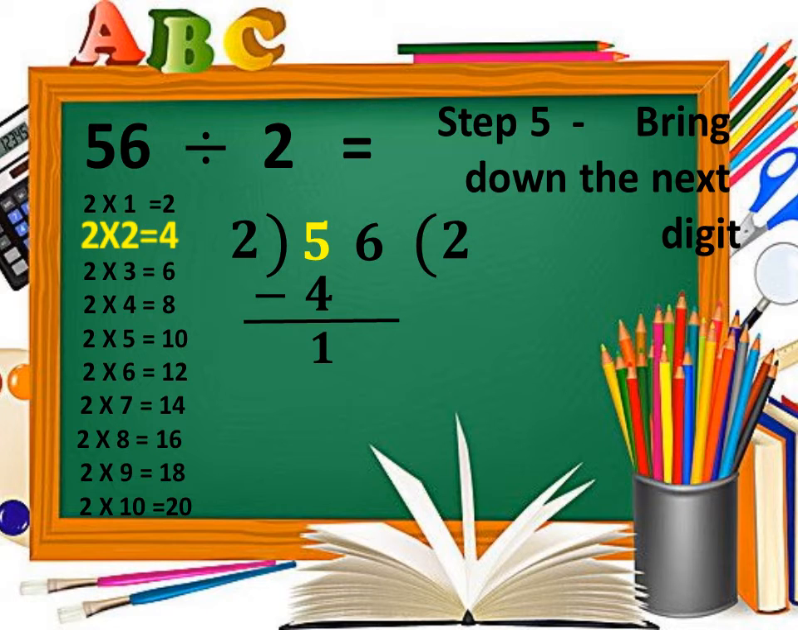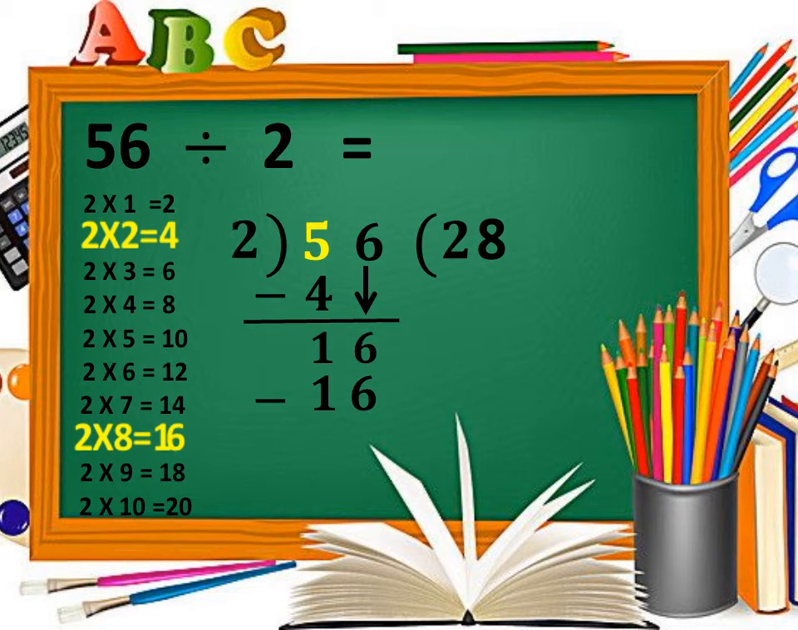After bringing down the digit, we repeat steps 1 to 5 again till there are no more digits to bring down. Next, bring down the next digit 6. Then here we are getting 16. Next, see the multiplication table of 2 where we are getting 16. 2 8s are 16. So that 8 we can write in the right side bracket.